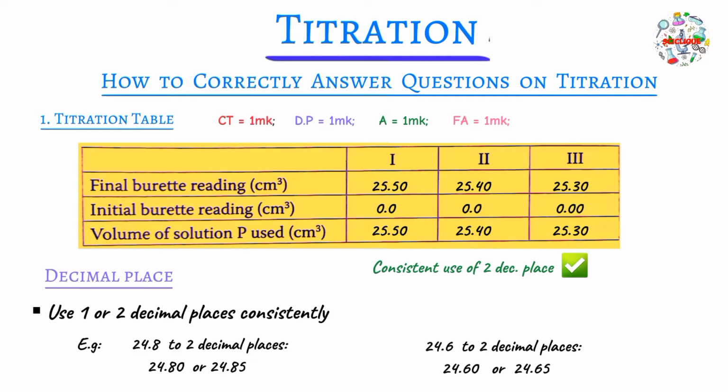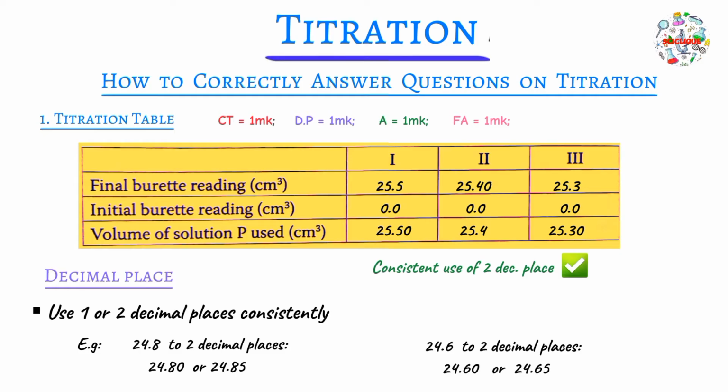Now, I want you to note 2 things. Number 1 is that you will be penalized fully if you are not able to use the decimal places consistently. If you interchange between 1 decimal place and 2 decimal places, then you're not going to be awarded this mark. If you also use whole numbers, you know, maybe 25 cubic centimeters, 26 cubic centimeters as such, then you will also be fully penalized and awarded no marks. So it's either 1 or 2 decimal places.